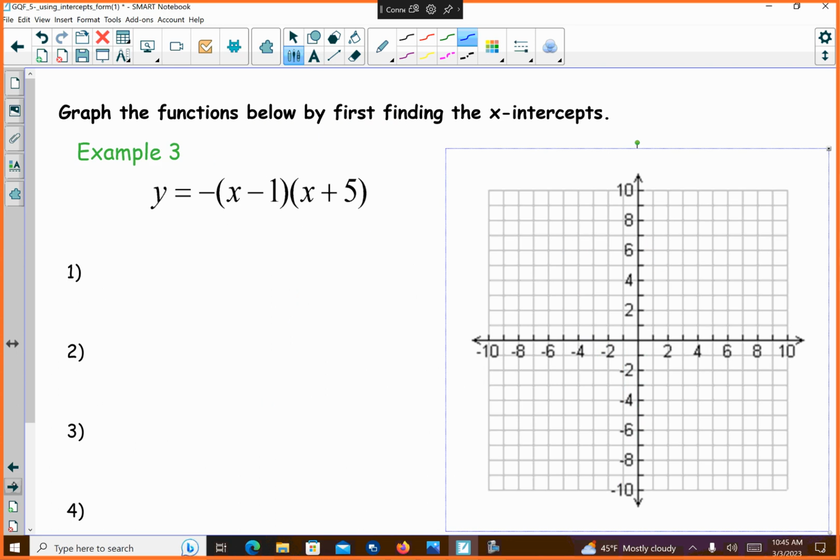All right, so I'm on page 99. So friends, what direction do you think this one's going to go? Down. Why is that? You're absolutely right. This negative right here is going to say that it's going to go down.